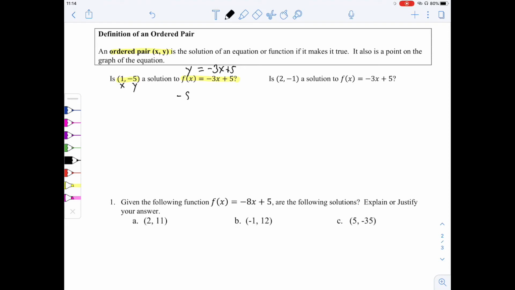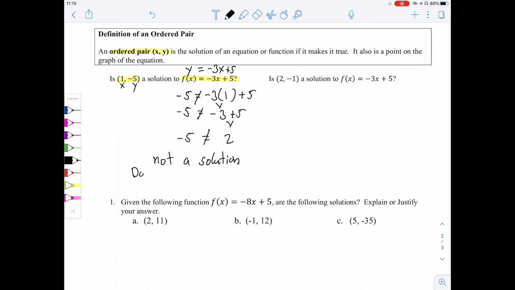So y was -5, equals -3 times parentheses, plus 5, and then our x value is 1. So we substitute that in there. So we get -5 equals, -3 times 1 is -3, plus 5. -3 plus 5 is +2, which does not equal -5. So this is not equal. If they're not equal, that means not a solution. It does not satisfy the equation.